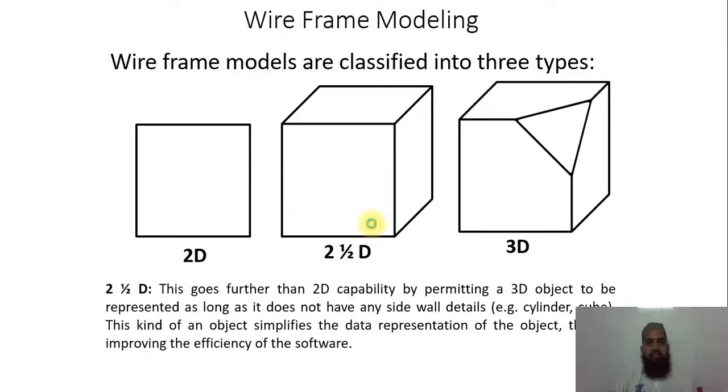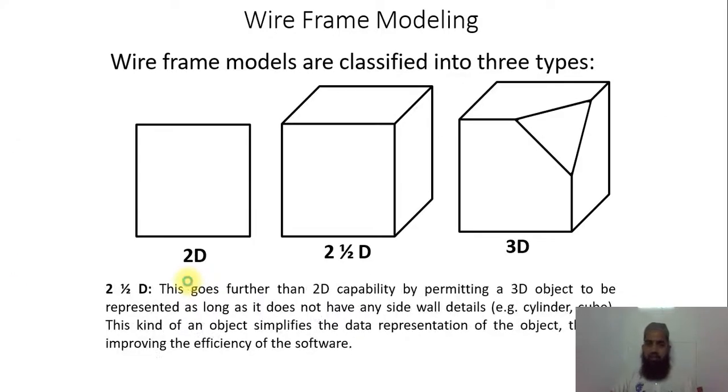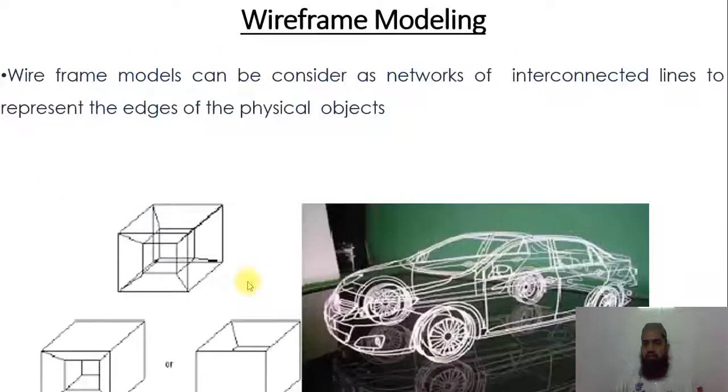Next, wireframe models of complicated objects are confusing to the viewer for interpretation, especially if there is no automatic hidden line removal facility. Let us go to the same figure. See, in this case it is very difficult to analyze what is at the back, because a number of lines are there at the back, and it increases the complexity of understanding the actual model.